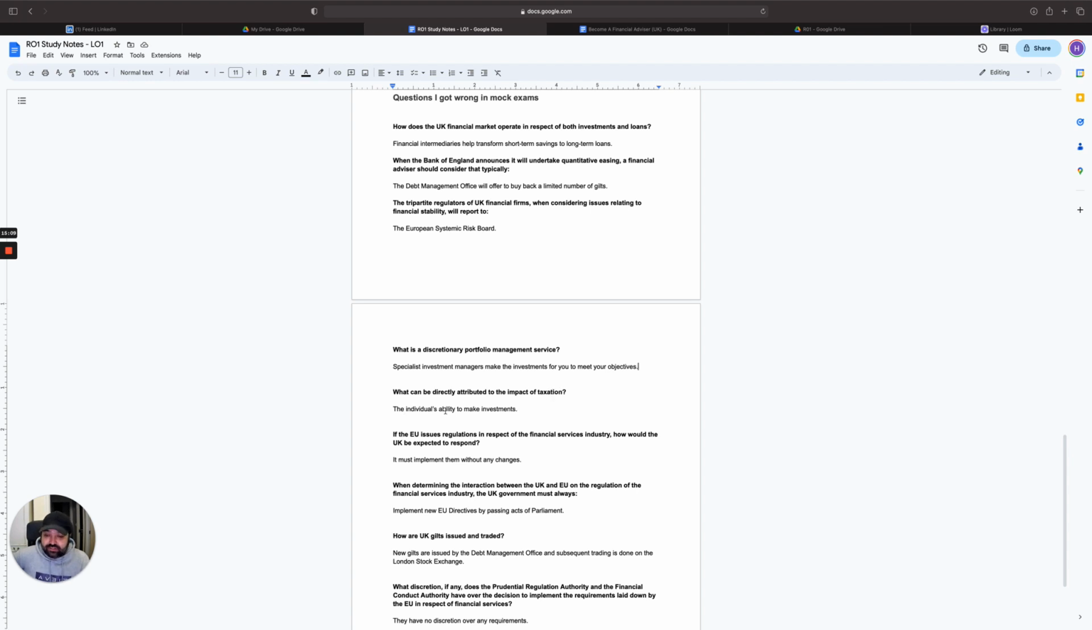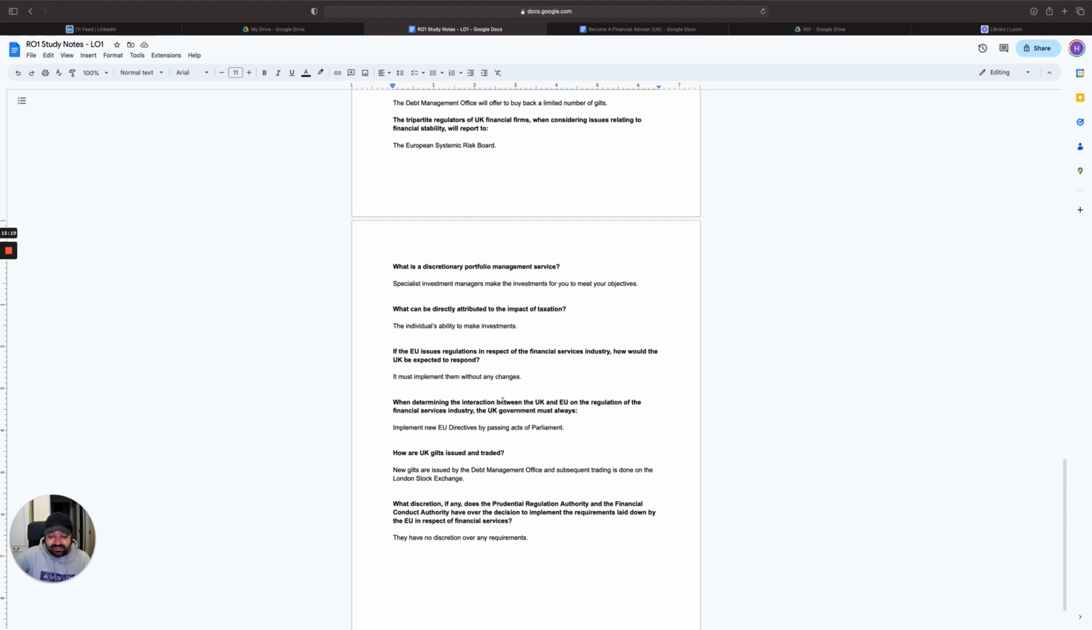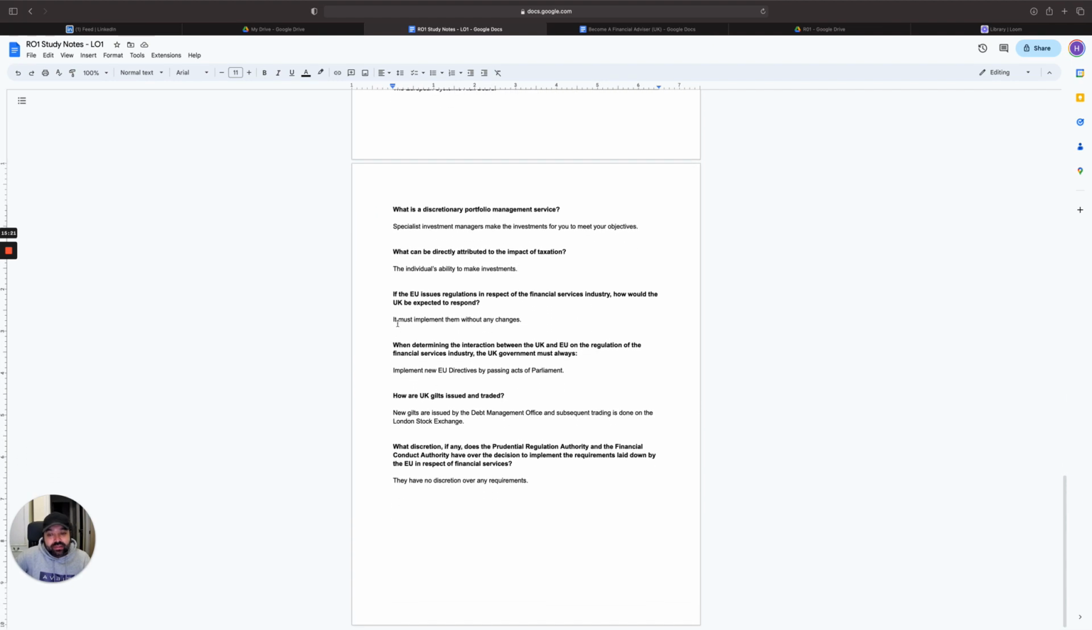Next question is, what can be directly attributed to the impact of taxation? This is the individual's ability to make investments. I put the wrong answer, but this is as simple as that. So the impact of taxation, the individual's ability to make investments. This is one of the questions that I was unsure about, because of Brexit, I thought it'd be a little bit different.